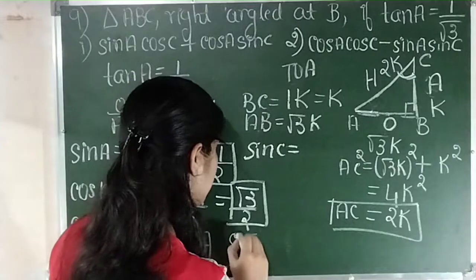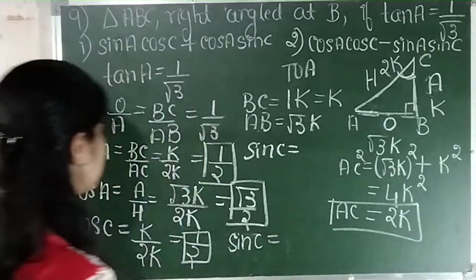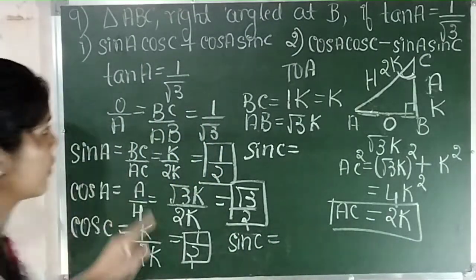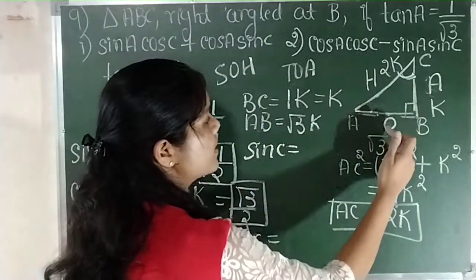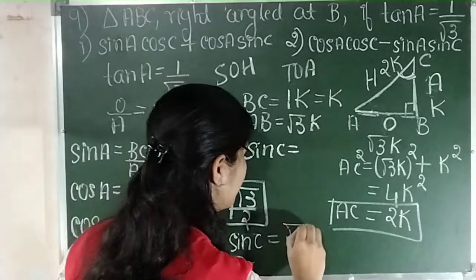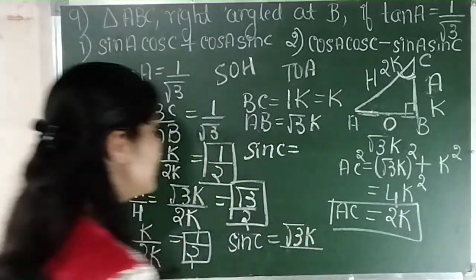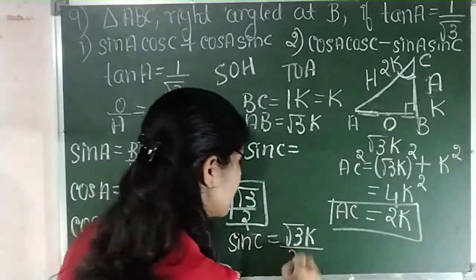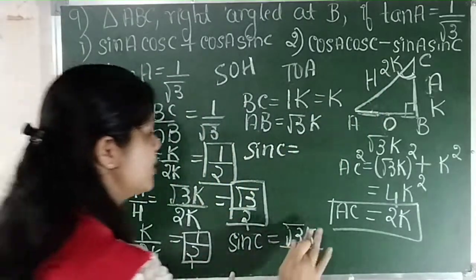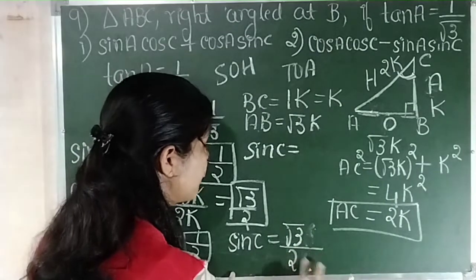Similarly, find the value of sin C. Sin C is nothing but opposite by hypotenuse. So opposite is nothing but AB, that is equal to root 3 into K divided by hypotenuse 2K. So K and K cancel. So the answer is root 3 by 2.